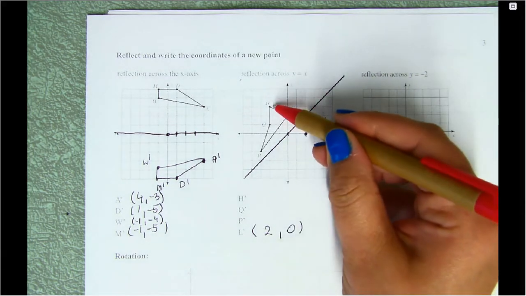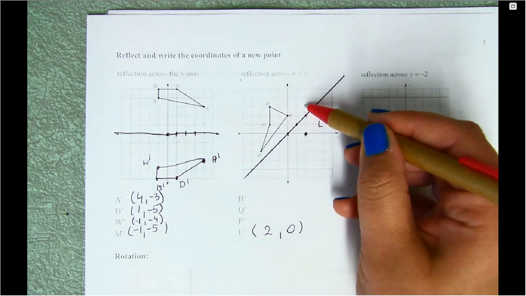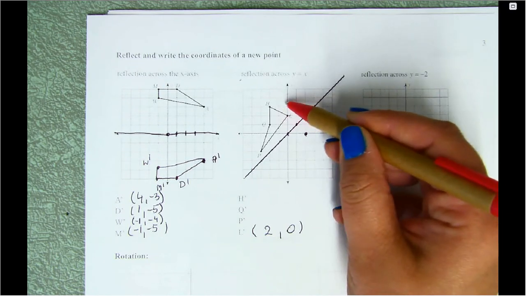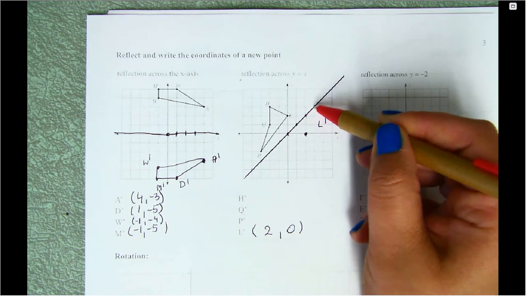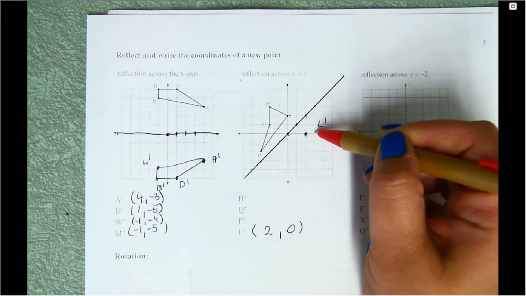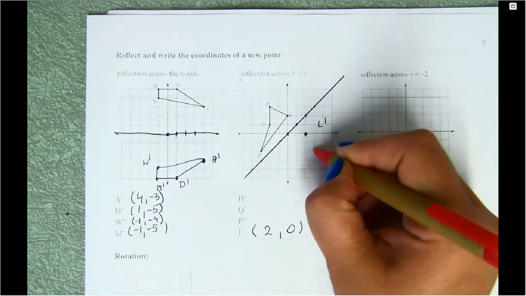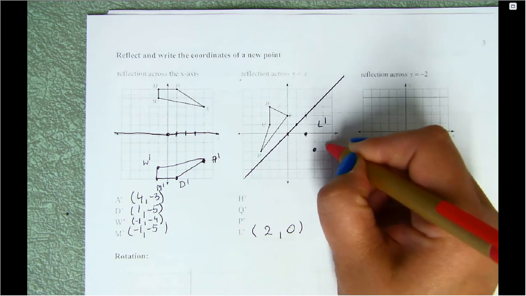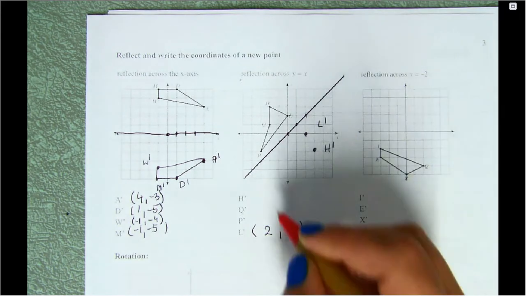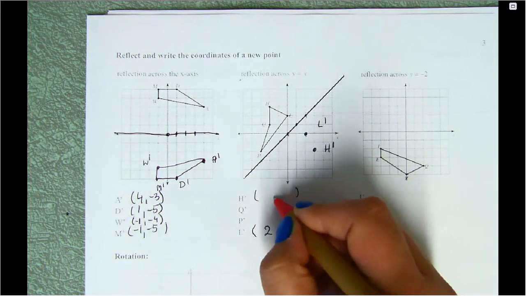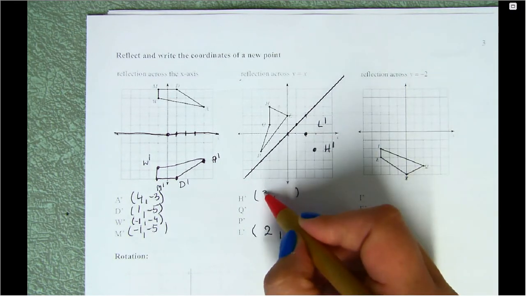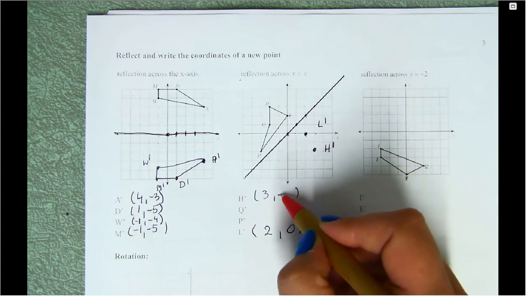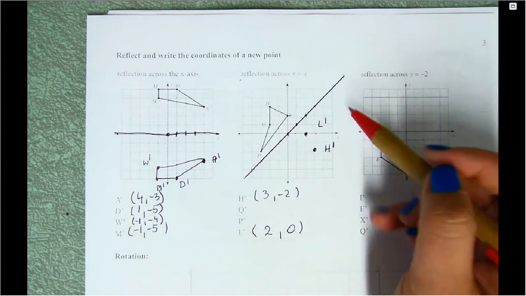Okay, H. H is 1, 2, no, I'm sorry, 1, 2, 3, 4, 5 units away. So I'm going to go 1, 2, 3, 4, 5 units away from this line. This is my H prime. My H prime is 3 for x and negative 2 for y.